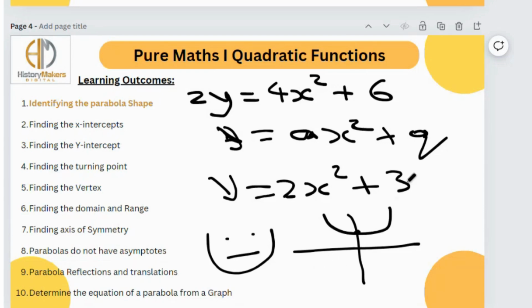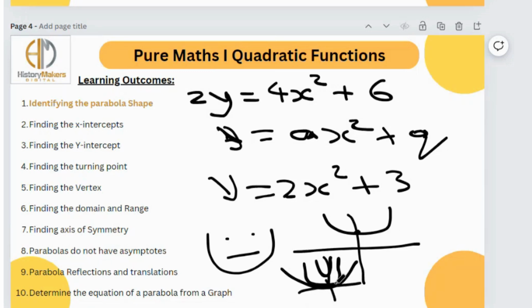Of key importance is what it means if you have a 2 here. This is significant just to understand the feature of what it means. The smaller the number you have here, let's say it becomes 1 and so on, it means the wider the graph will be. So the bigger the number becomes, 4, 5, 6, and so on, it means the narrower the graph will be.